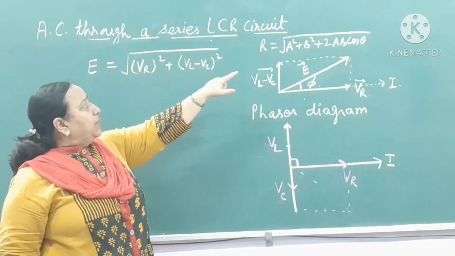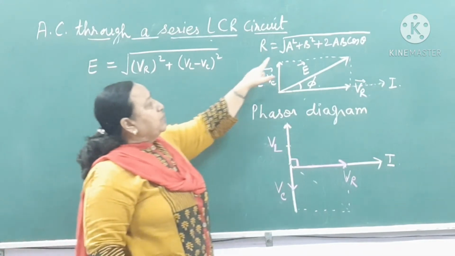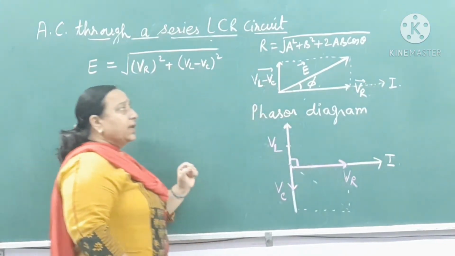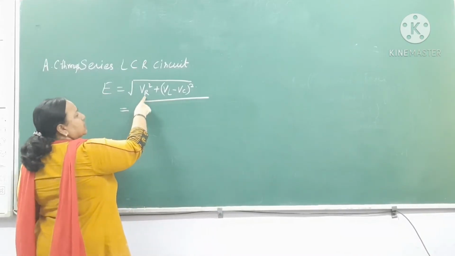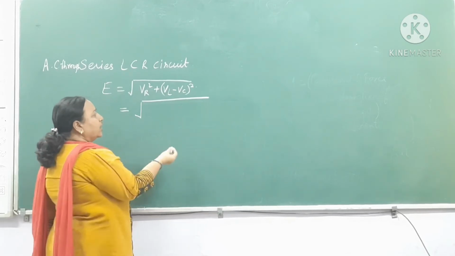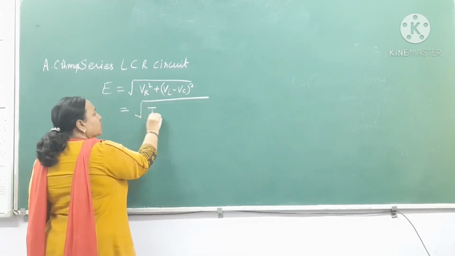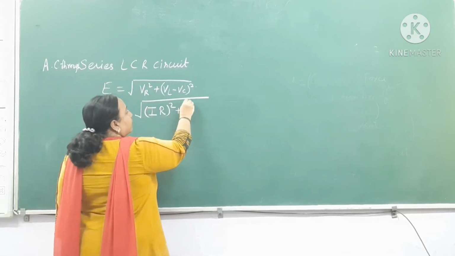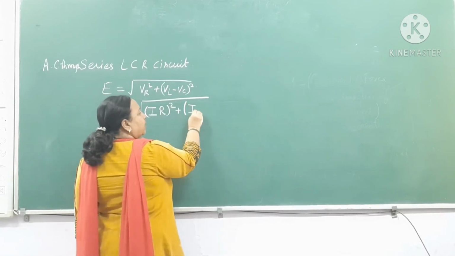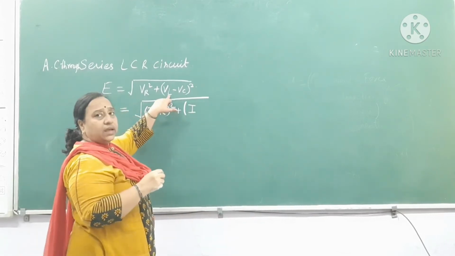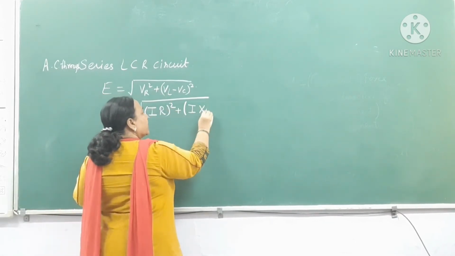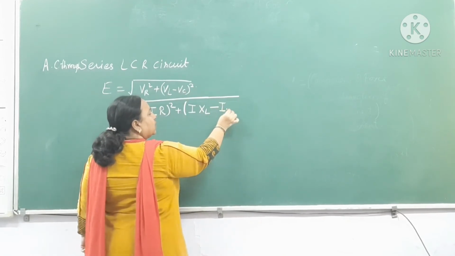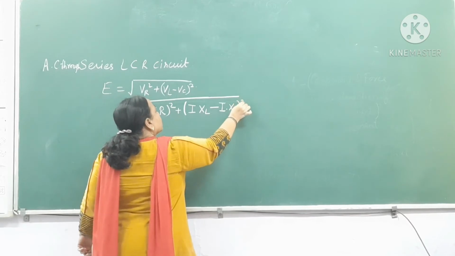So A is VR and B vector is VL minus VC. Angle between these two vectors is 90 degrees. So cos 90 is equal to 0. That term has been eliminated. Writing these voltages in terms of current and resistances, VR is equal to IR. So IR whole square plus VL is equal to I multiplied by the resistance offered by inductor, that is XL, minus VC is equal to I into XC, whole square.